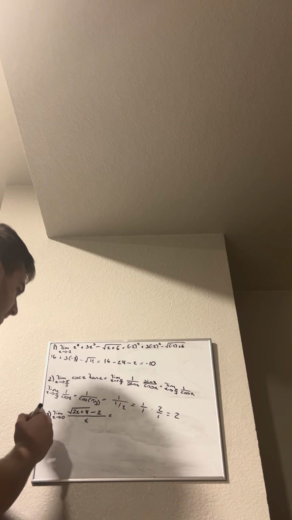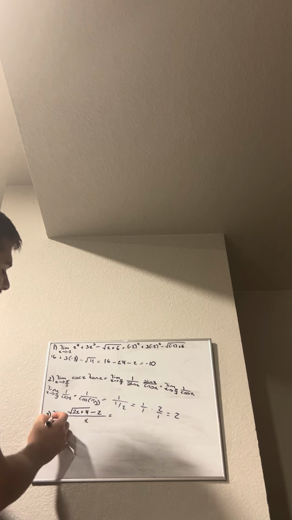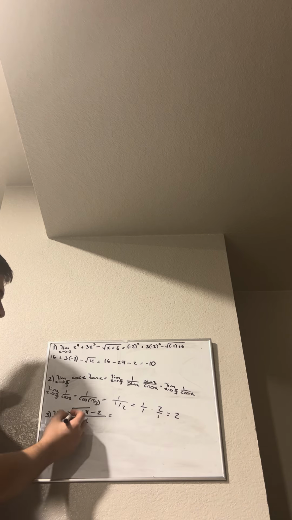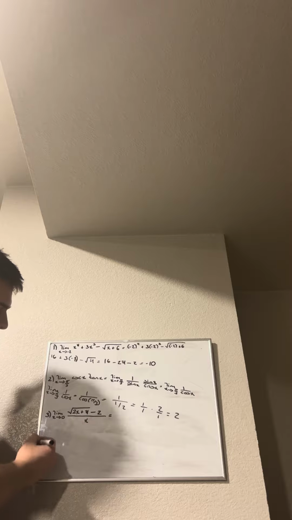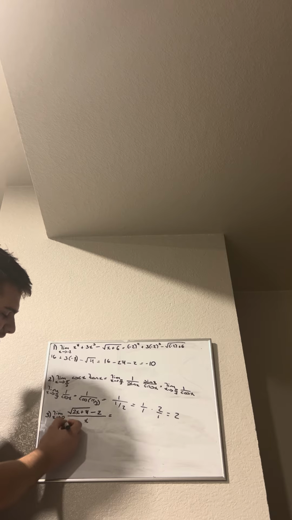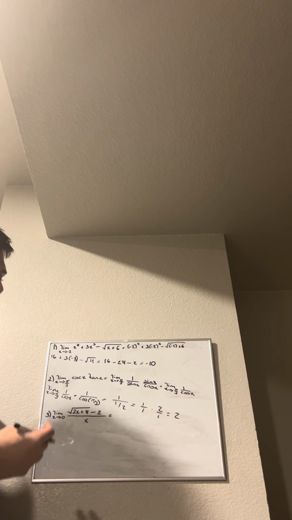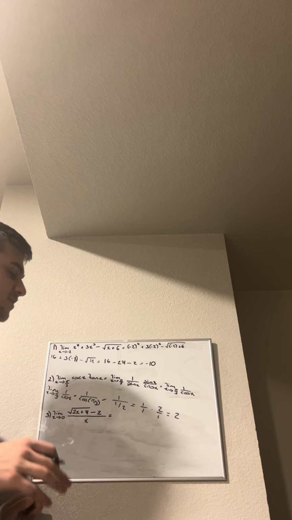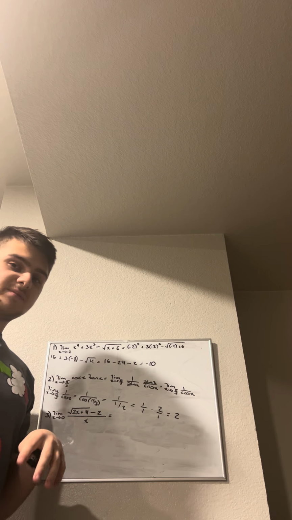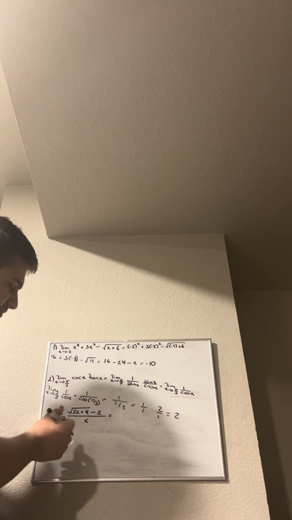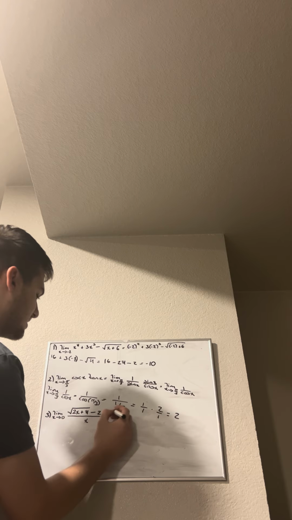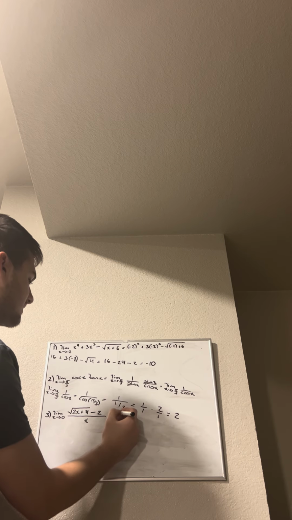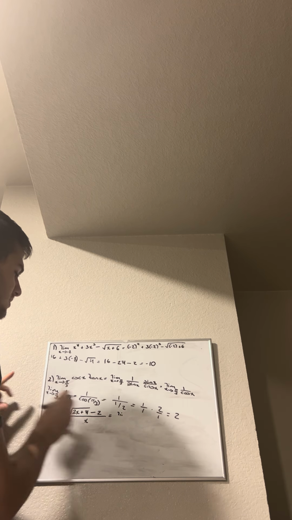And then 3. So for 3 we have the limit as x approaches 0 of root of 2x plus 4 minus 2 over x. What we want to do first is directly substitute the 0 in order to see if it's a determinate form or non-determinate form. If we get an answer straight from the direct substitution, great. If we don't, there's another method that we can apply in order to find our answer.